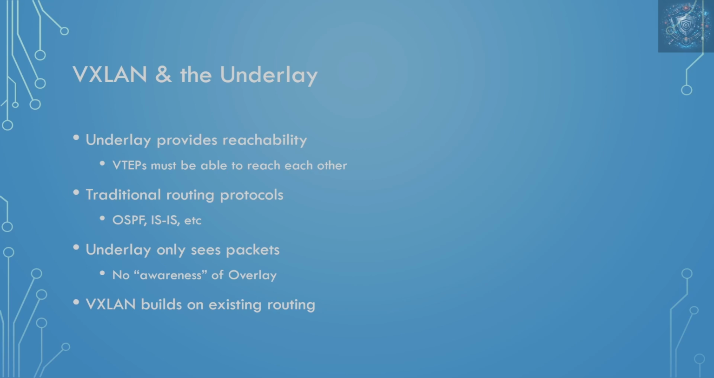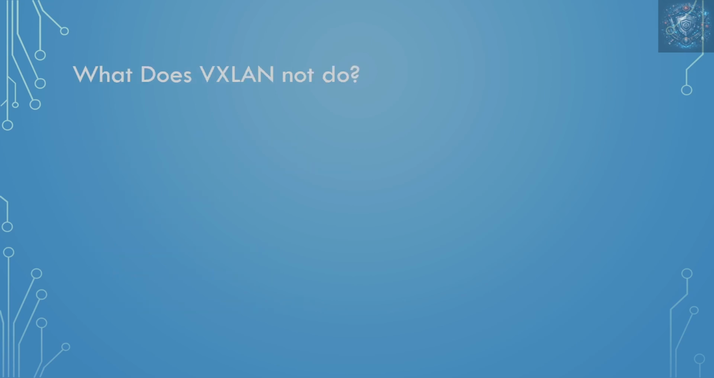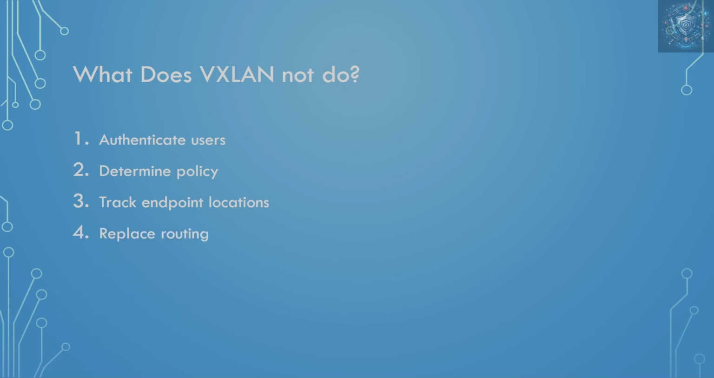So with all that, there are some things that VXLAN was not designed to do and therefore just doesn't do in general. VXLAN doesn't authenticate users. It doesn't determine policy. It doesn't track endpoint locations. That's a different protocol we're going to talk about probably in the next video. It doesn't replace routing, but it does enhance it in a certain way. Remember, VXLAN is not replacing routing. It relies on those underlay routing protocols, the OSPF, the BGP, the EIGRP. It relies on those to do its function.